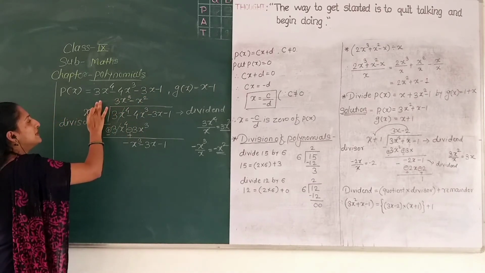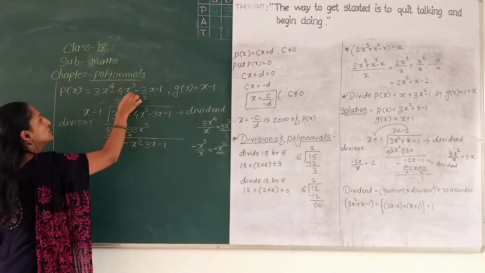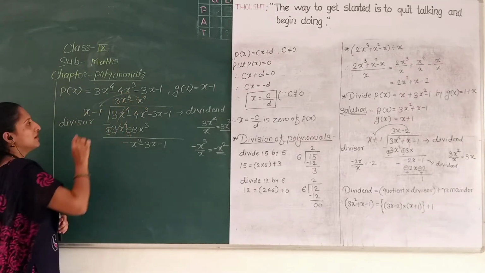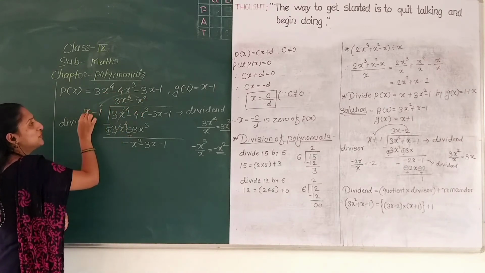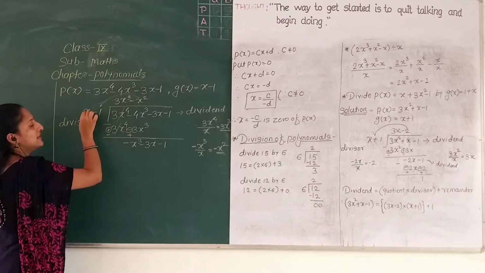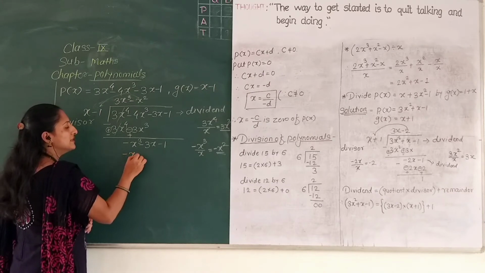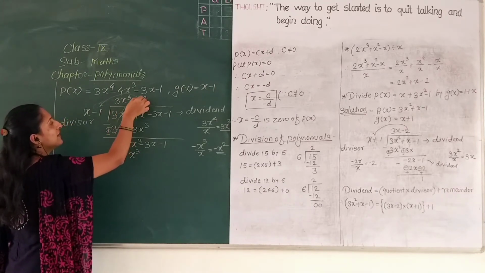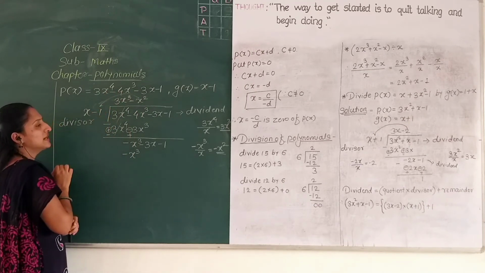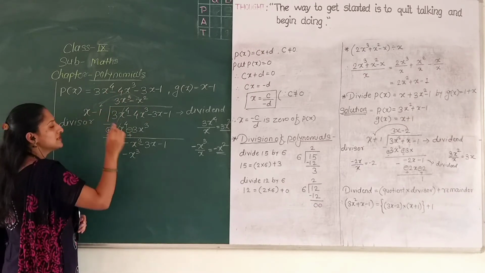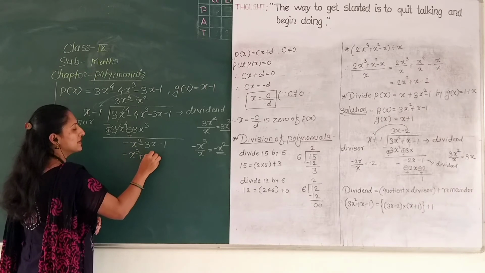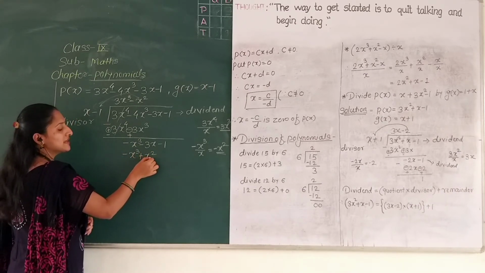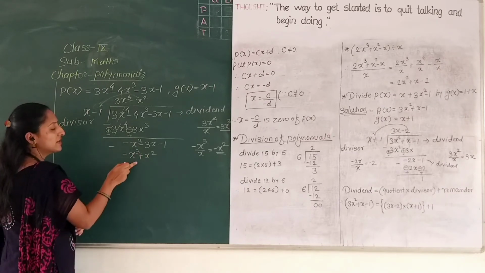Now multiply this second quotient with the divisor. Negative x square into x will give you negative x cube. Also negative x square into negative 1 is positive x square. Okay. So negative x cube plus x square is our product.